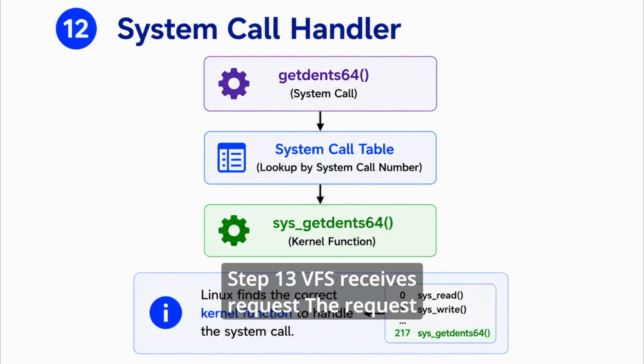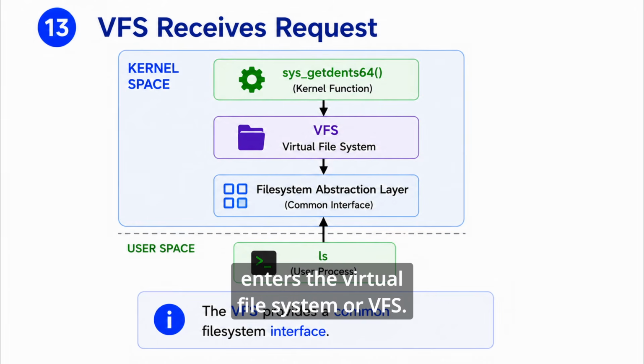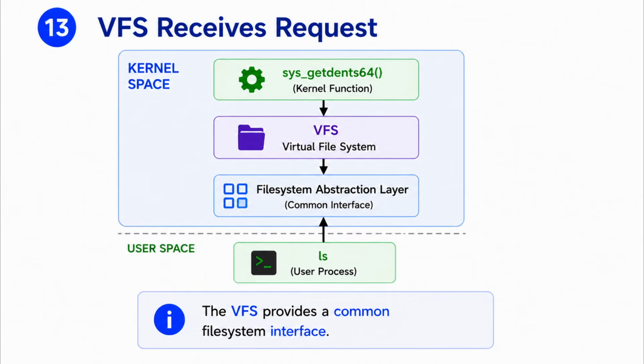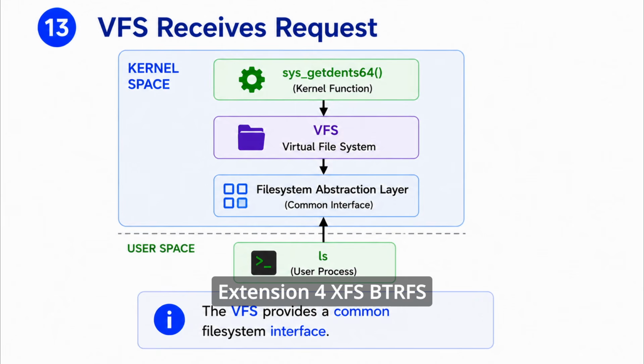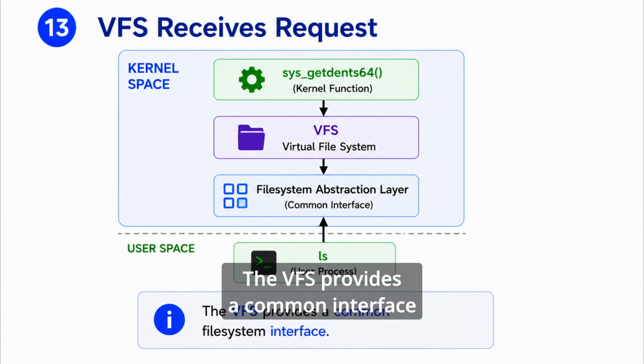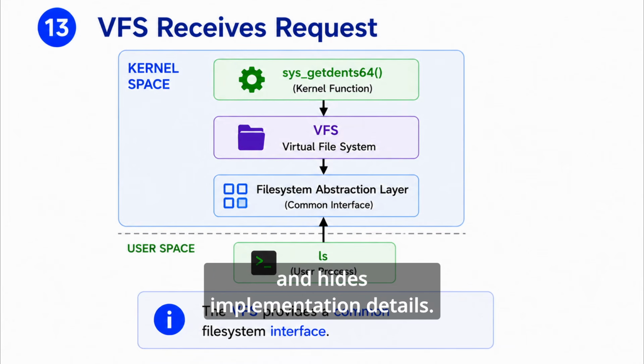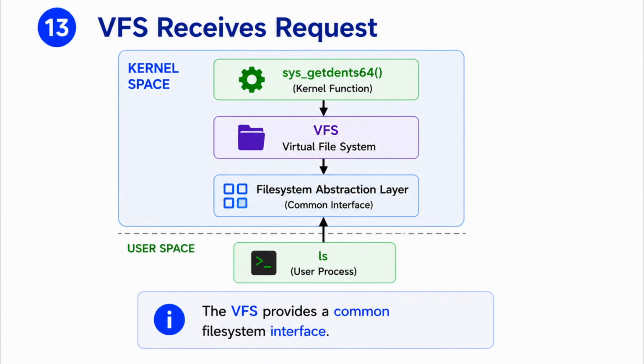Step 13. VFS receives request. The request enters the virtual file system, or VFS. Linux supports many file systems: ext4, XFS, Btrfs, NFS. Applications should not need to know which one is being used. The VFS provides a common interface and hides implementation details.